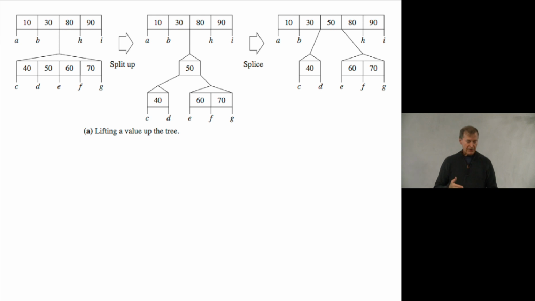So now, how do we lift up a value in a tree? In the upper left-hand corner of the figure, we want to lift 50. We want to move it up a level. So look what you do. You split up, and we all know what the split up operation does. So you see the 50 gets split up, and its left child is the 40 and its right child is the 60 and the 70. And then what do you do with the 50?